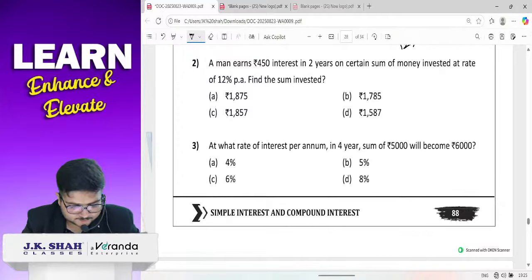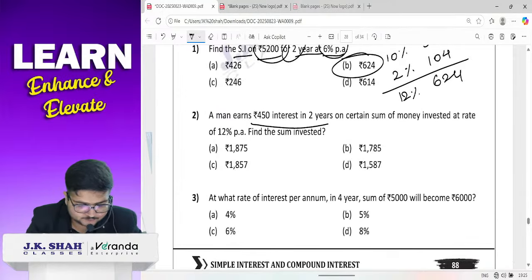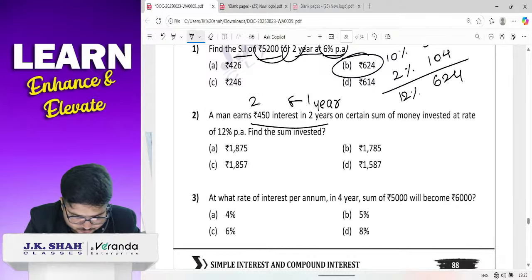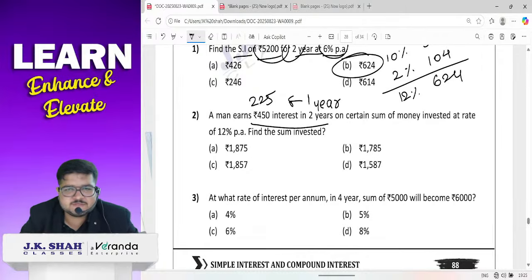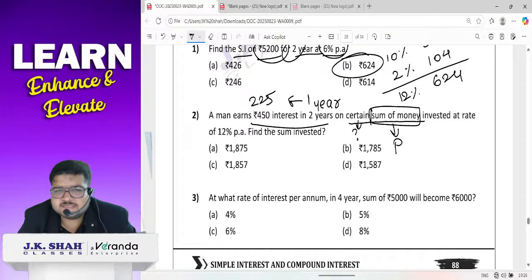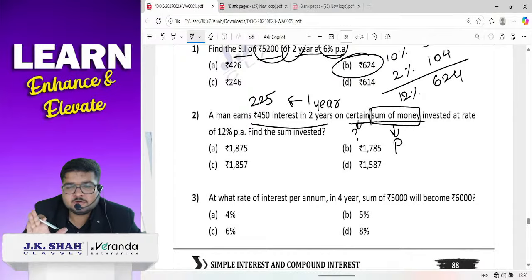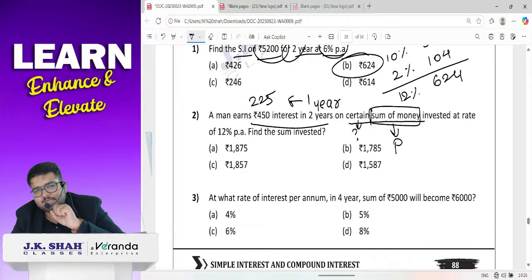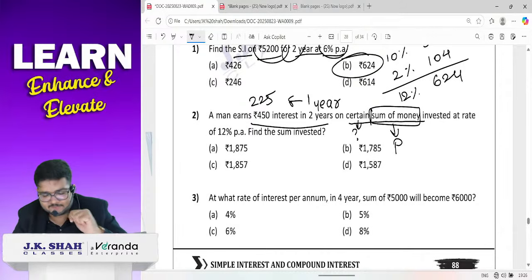A man earns 450 interest in 2 years. Now tell me, if a man earns 450 interest in 2 years, in 1 year how much interest will he earn? 225, half of 450. A man earns 450 interest in 2 years on a certain sum of money. Sum of money means principal; certain means we don't know how much. But there is a principal, and on that principal he earned 450 interest for 2 years, so for 1 year he earned 225.